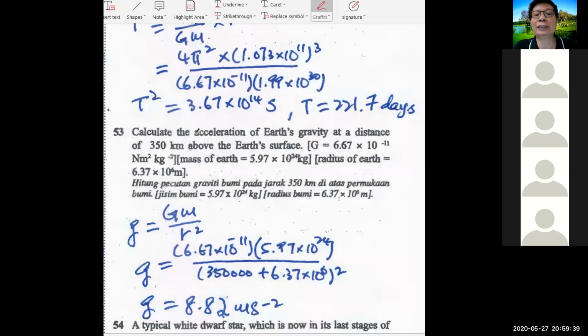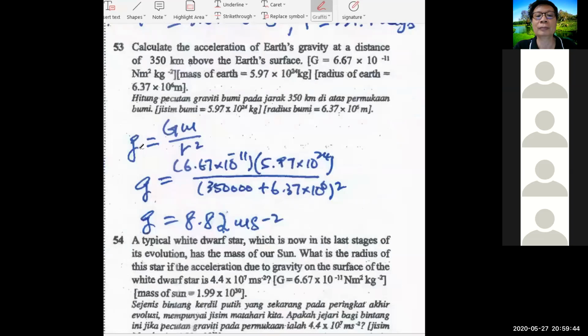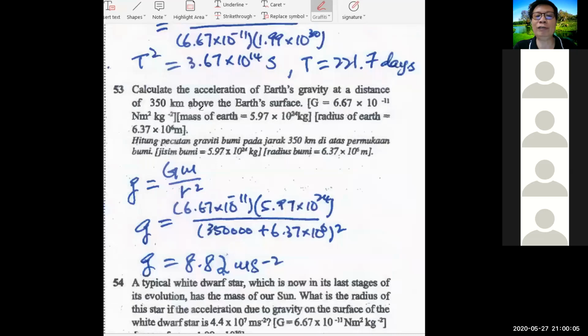Okay, once again, you're asked to find the gravitational acceleration, right? So this is the formula: big G times mass over the square of R. The gravitational constant value is here. The mass, take this value, the mass of the Earth. And for this distance, you must add the radius, because the total distance from the center of the Earth must count the radius plus this distance.